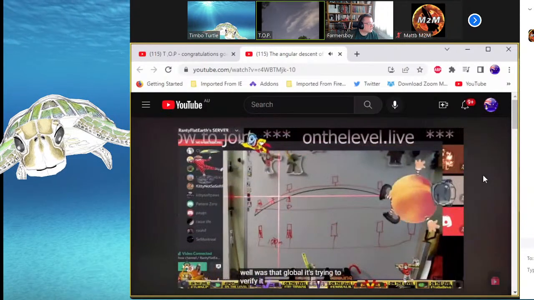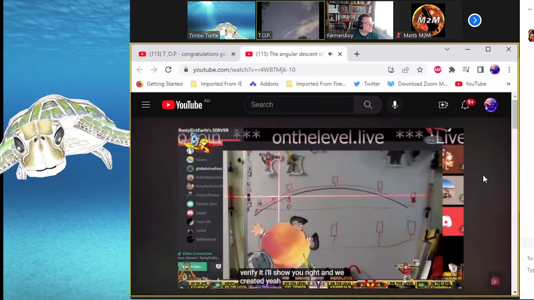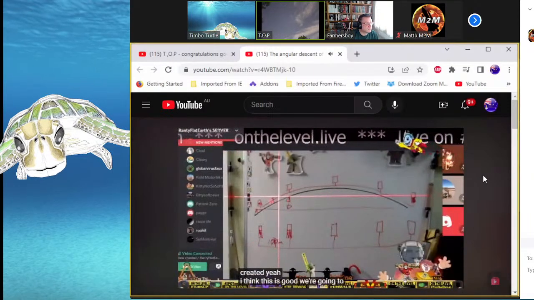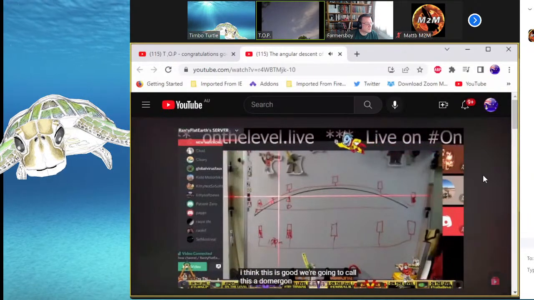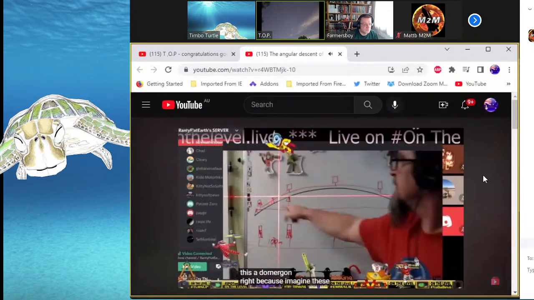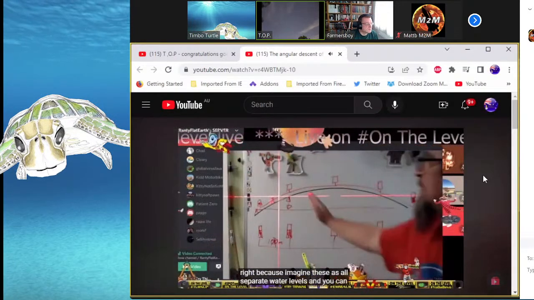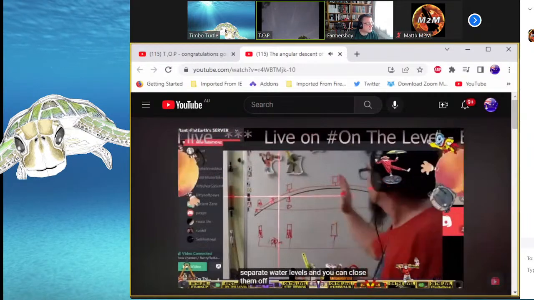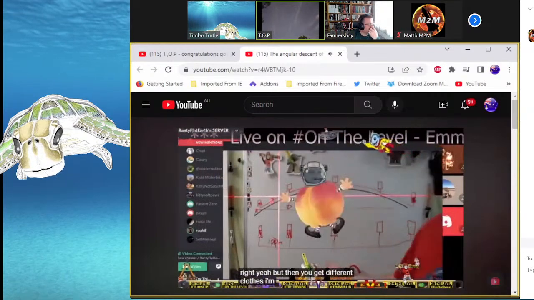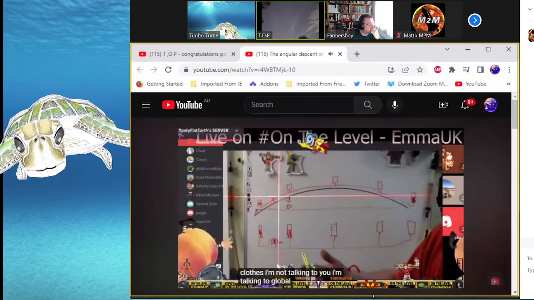I'll show you, right? I think this is good. We're going to call this a Dornagon, right? Because imagine these as all separate water levels, and you can close them off, right? But then you get different levels. I'm not talking to you in a straight line, I'm talking global, right?